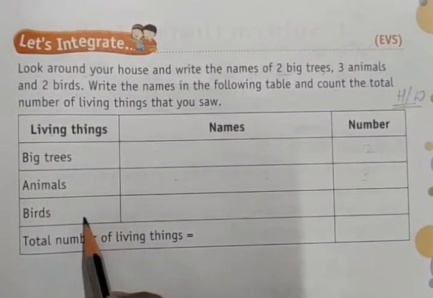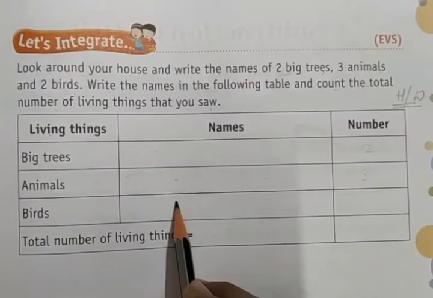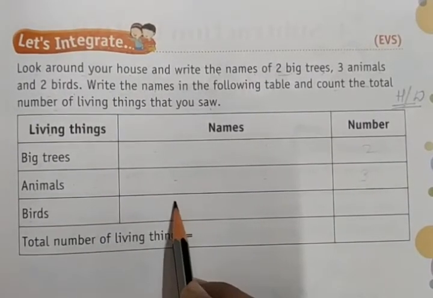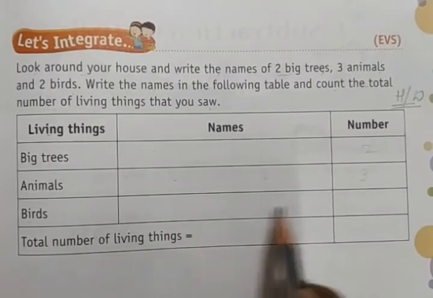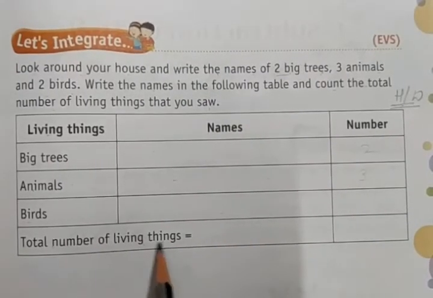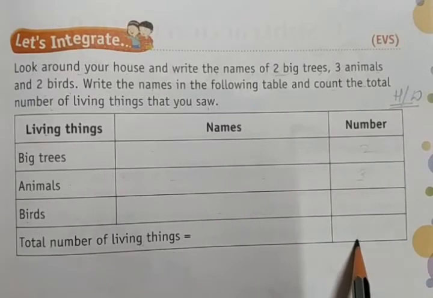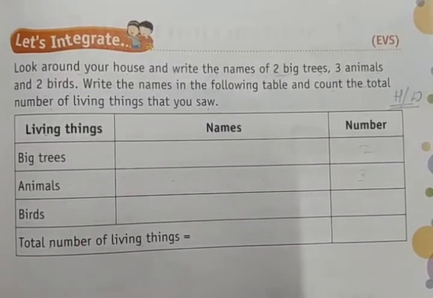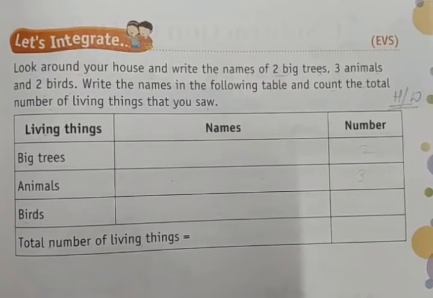Number of birds. Here 2 birds. Maybe sparrow, pigeon, crow, etc. So write down sparrow and pigeon, write the numbers here, and total number of living things is equal to, you need to add all together and it will give you the total number. Take this as homework and do it at your home.